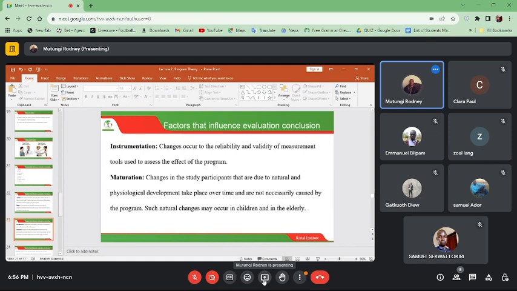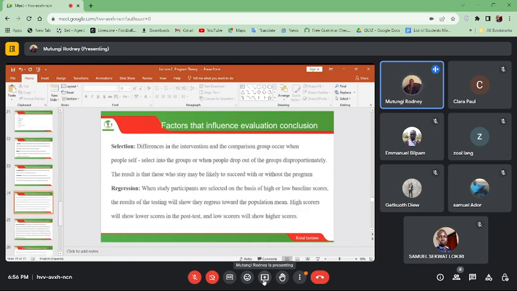We have things like selection, how people select to be in these different groups, or sometimes people crossing over from town X, now they cross to town Y. Such things that you cannot control will also influence or affect your evaluation conclusion.